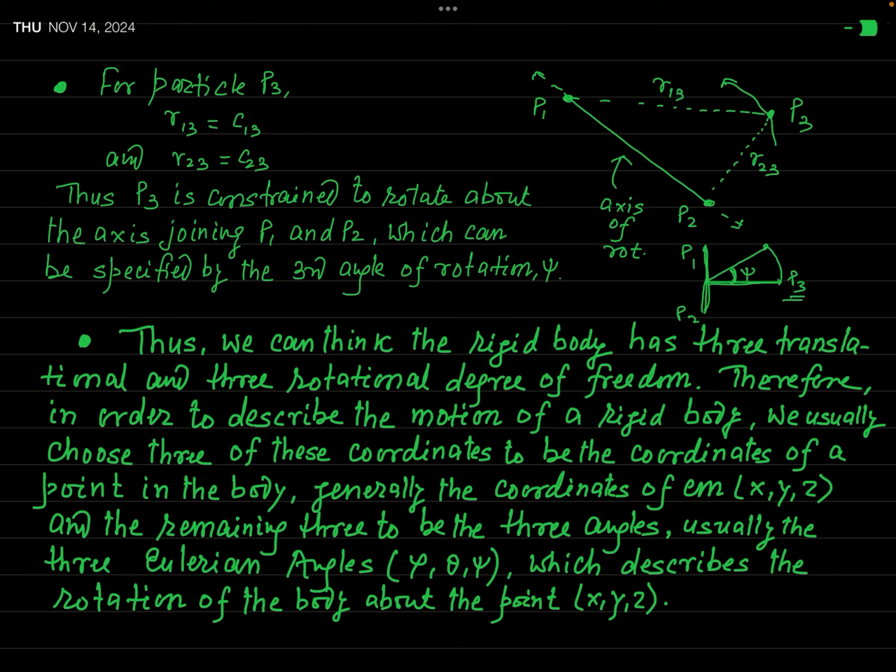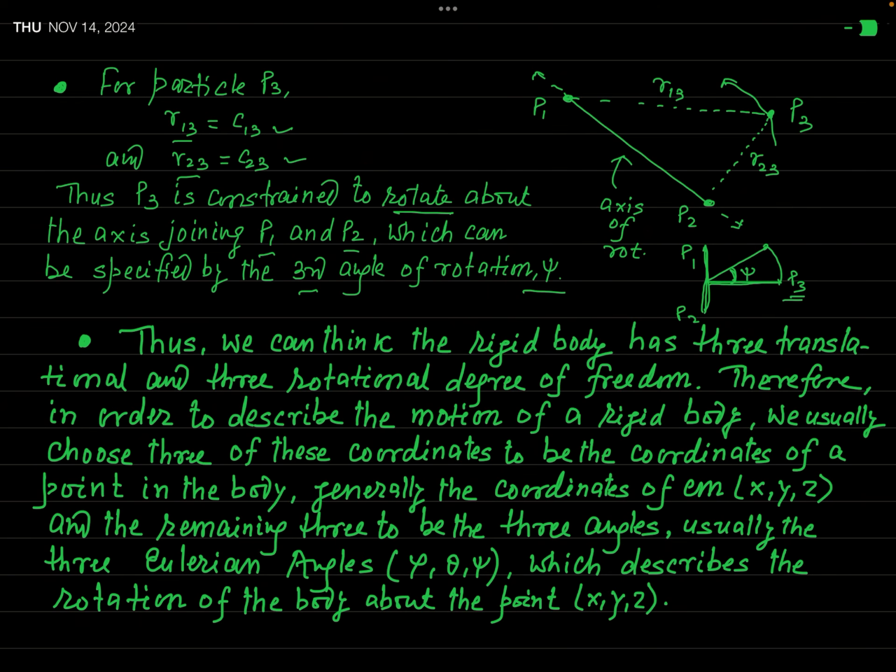So in this case, there is only one generalized coordinate, and that is also an angle of rotation, which is psi. I have written it here that in this case there are two constraint equations, r13 equal to c13 and r23 equal to c23, and thus P3 is constrained to rotate about the axis joining P1 and P2, which can be specified by the third angle of rotation marked by this psi.